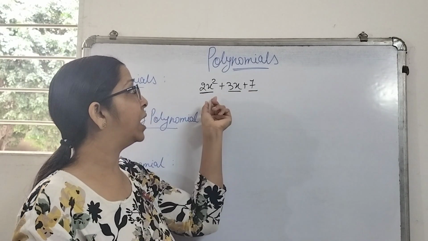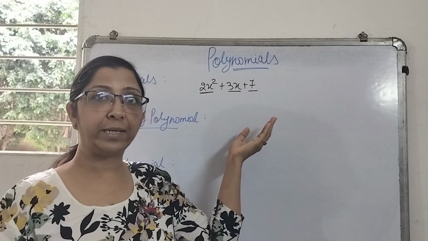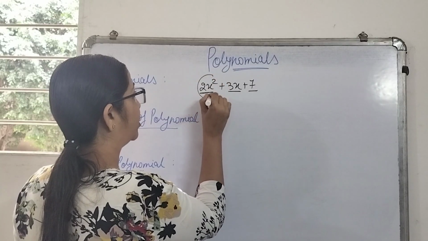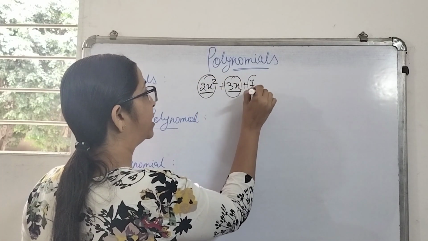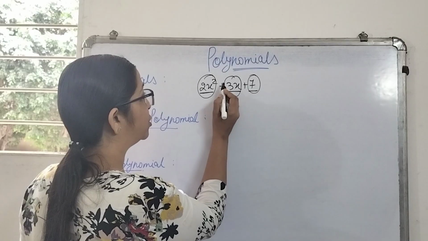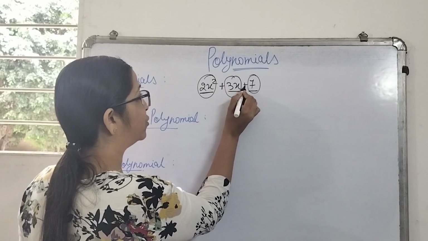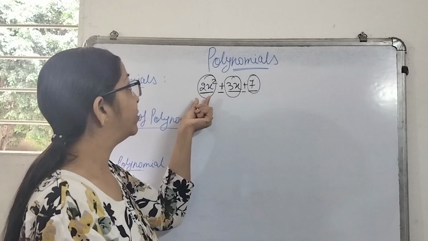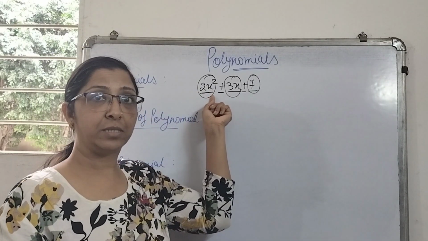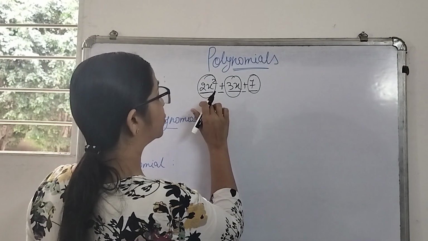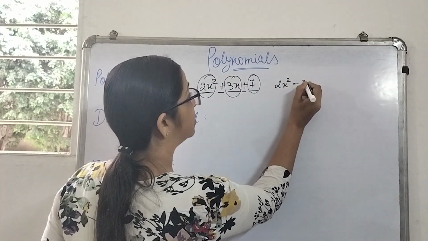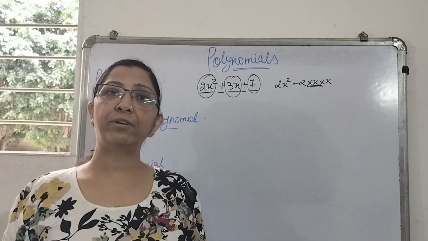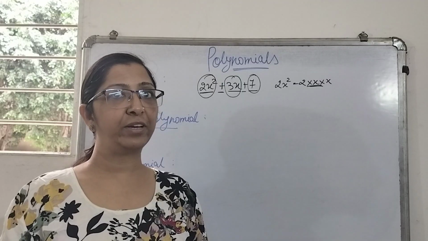When these terms are added or subtracted together, we get the different terms. 2x square is one term, 3x is another term and 7 is another term. These terms are joined together either with addition or with subtraction, and we get an algebraic expression. When we multiply the variables and the constants, we get a term. That means 2x square is one term because 2 is multiplied by x multiplied by x. Whenever we multiply or divide the constants and variables, we get a term.